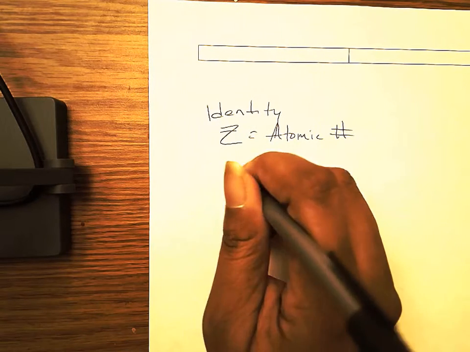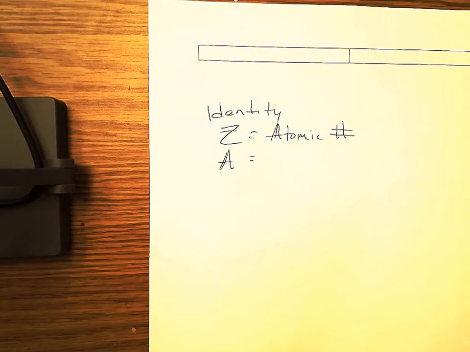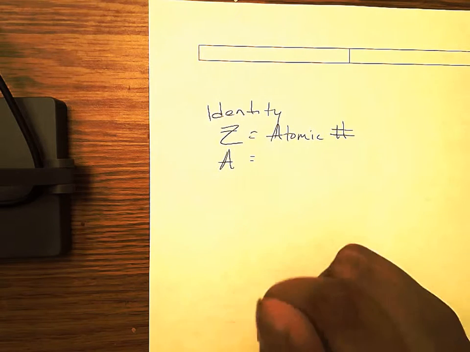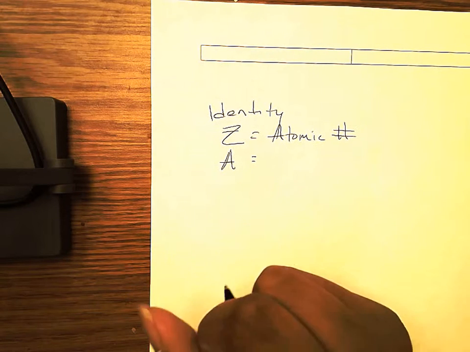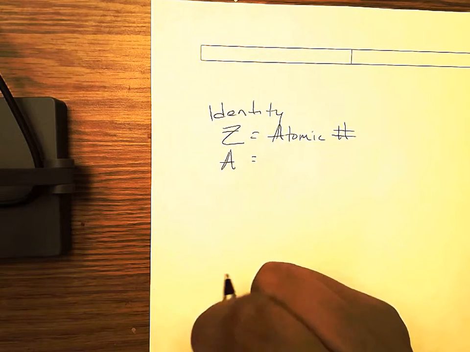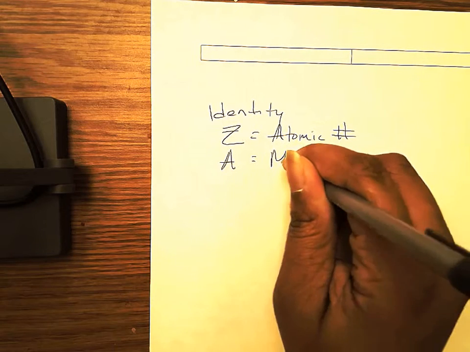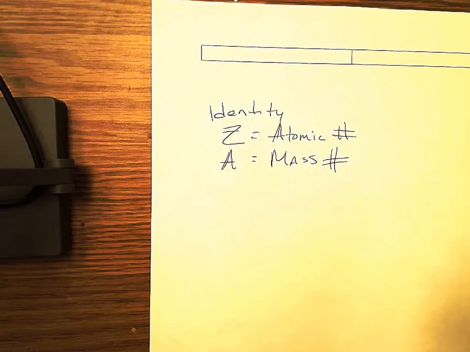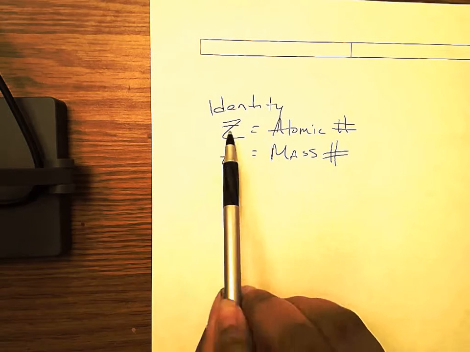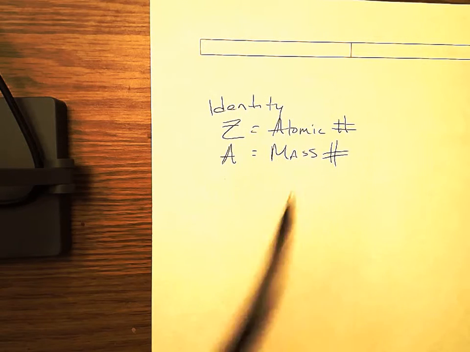I may ask you to calculate the A. What does A stand for? Uh-oh, not atomic number. Oh, it's mass number. It is so confusing. I hate that. I wish atomic number was A and mass number was a capital M, or make it Z or something. But this is the way it is. I will ask you to calculate Z, atomic number, and A, mass number.